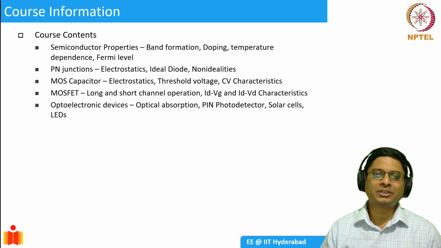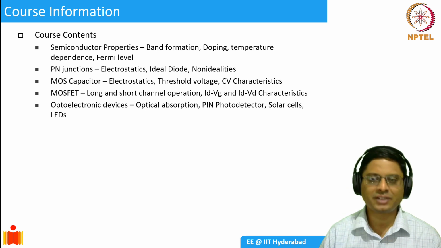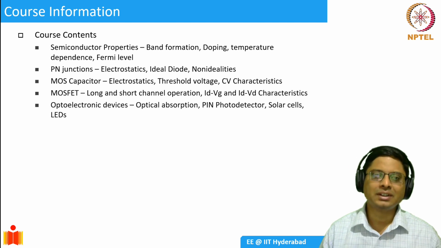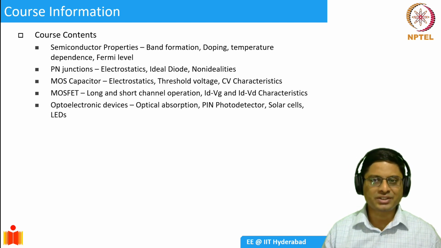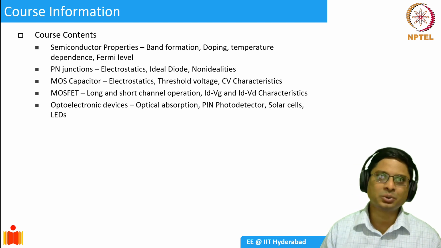And then we'll move to one of the simplest semiconductor devices possible, which is a PN junction. If you understand PN junction well, we can understand almost all other devices. So we will deal with the electrostatics of PN junction and then of course how the current flows in a PN junction. We'll talk about that for about 2 weeks.